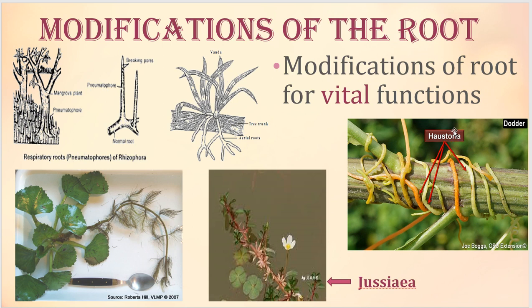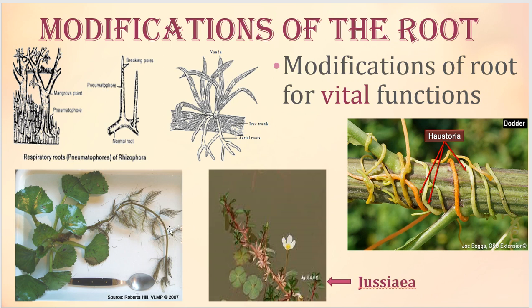So the best known example for this is cuscuta or dodder. Okay, so this is a parasitic plant. This cuscuta or dodder is a parasitic plant which grows on the host plant by sucking the nutrients from the host plant.